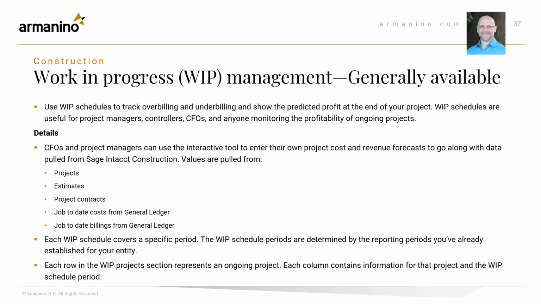So use WIP schedules to track overbilling and underbilling and show the predicted profit at the end of your project. WIP schedules are useful for project managers, controllers, CFOs, and anyone monitoring the profitability of ongoing projects. CFOs and project managers can use the interactive tool to enter their own project cost and revenue forecasts to go along with data pulled from Sage Intacct Construction. Values are pulled from projects, estimates, project contracts, job-to-date costs from the general ledger, and job-to-date billings from the general ledger. Each WIP schedule covers a specific period. The WIP schedule periods are determined by the reporting periods you've already established for your entity or entities.